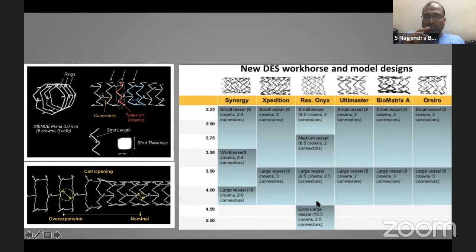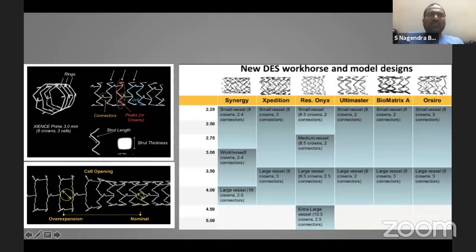There are only two stents that have a platform size more than 4.5. One is Onyx, the other one is Taxus Liberte, which is not available anymore. So all the other currently available stents, including Xience Alpine, which is available in the US, Xience Expedition, Ultimaster, Biomatrix, have only two stent sizes. That means the stent is the same stent, only the balloon is different. But in Synergy and Onyx, there are three types and four types of stents respectively.